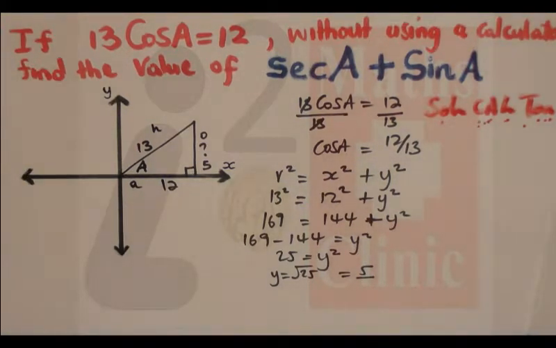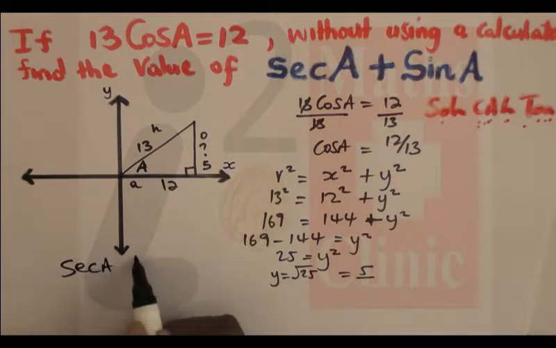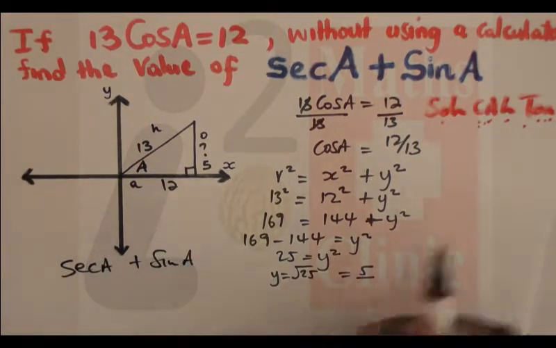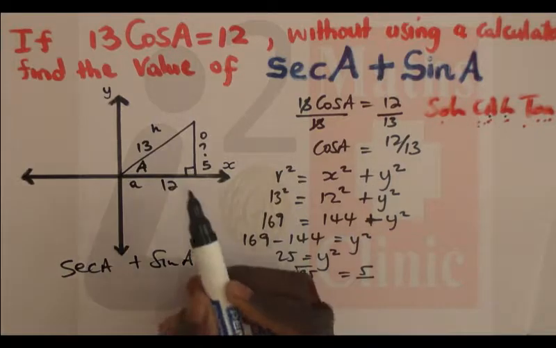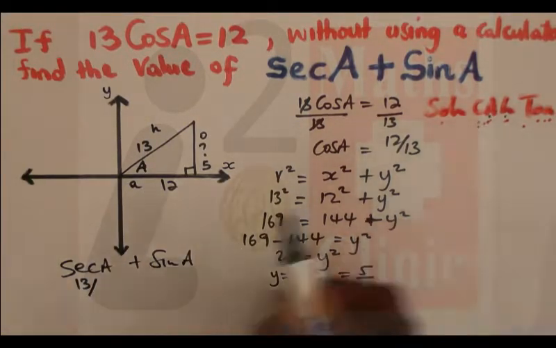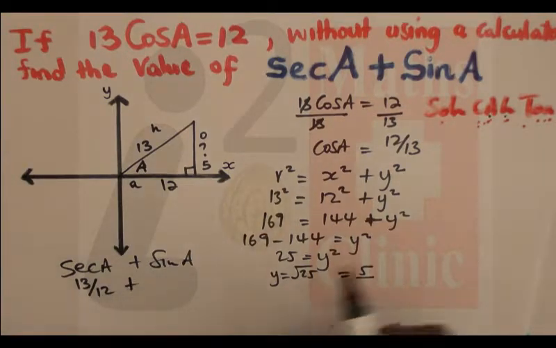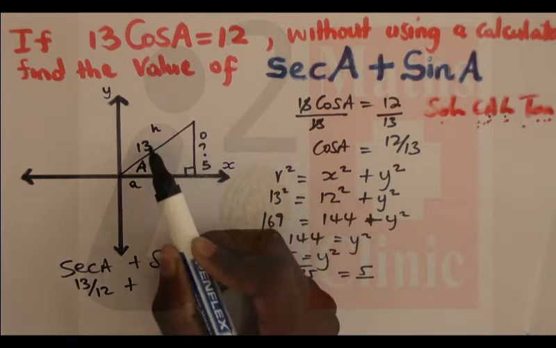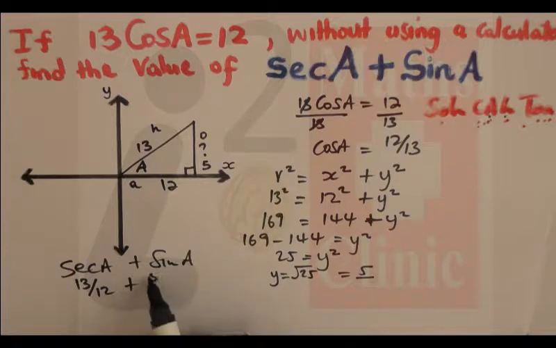Now to solve the problem: sec of A plus sine of A. Secant is hypotenuse over adjacent, and the hypotenuse side is 13, so 13 over the adjacent side, 12, plus sine, which is opposite over hypotenuse: opposite is 5 and hypotenuse is 13. Then we need the LCD of the two.